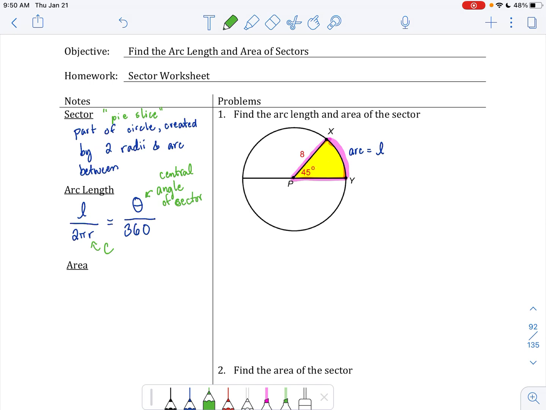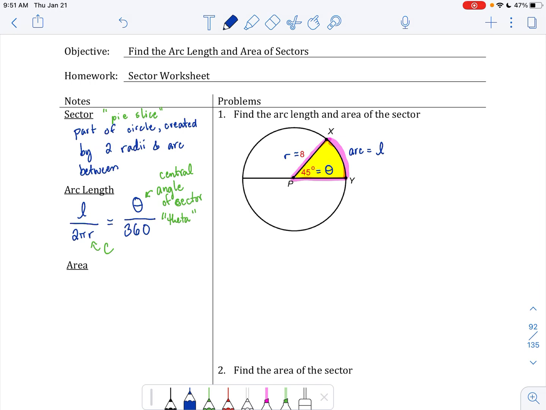It's sometimes called the central angle because it's in the center of the circle. And this letter is called theta. And again, it's just a variable. So if I'm looking at the picture here, theta, the angle, is 45 degrees. And 8 then would be the radius.